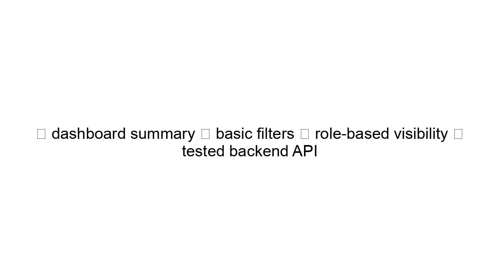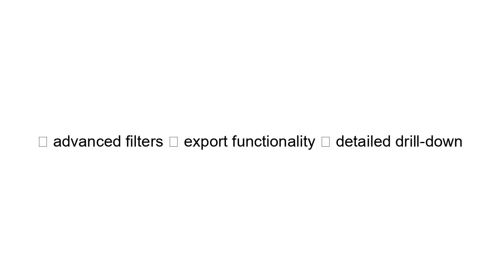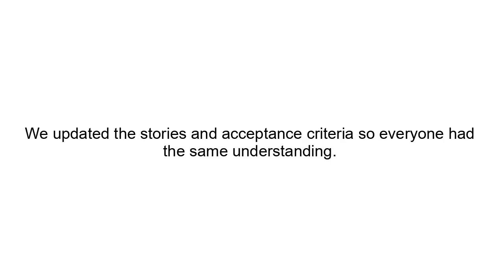The current sprint would deliver dashboard summary, basic filters, role-based visibility, tested backend API. A later sprint would deliver advanced filters, export functionality, detailed drill down. We updated the stories and acceptance criteria so everyone had the same understanding.